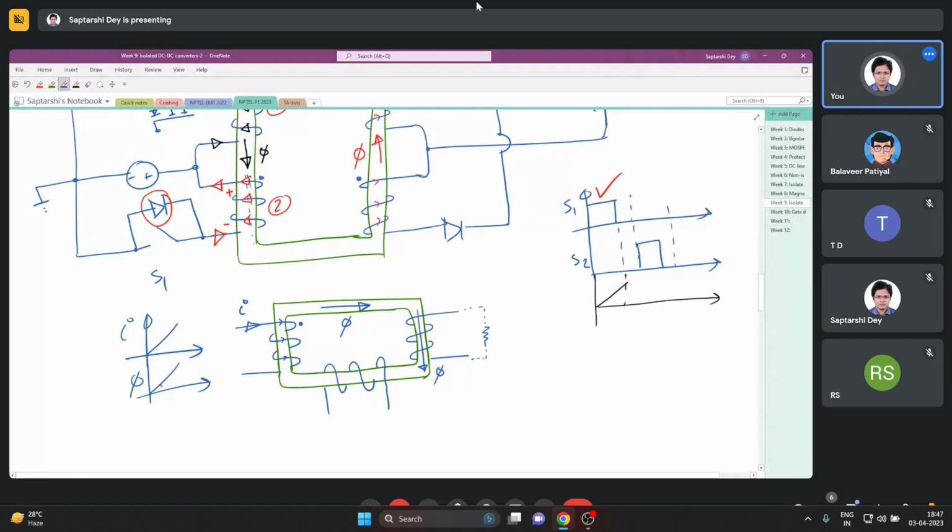If the flux is increasing in this fashion, then the secondary will try to have a current which opposes the increment of the flux. That is, it will try to create a flux in this direction. So to do that, it must induce a current like this. So when an increasing current is coming into the dot terminal, I am getting a positive polarity in this terminal. So this must be the dot. Now check.